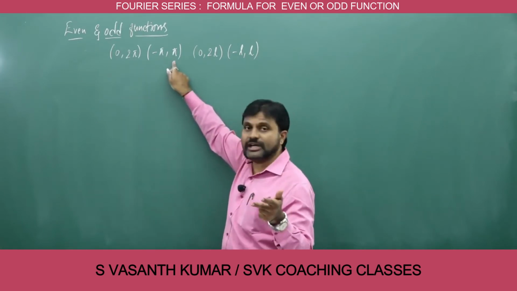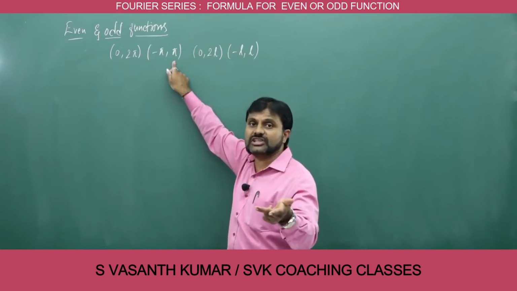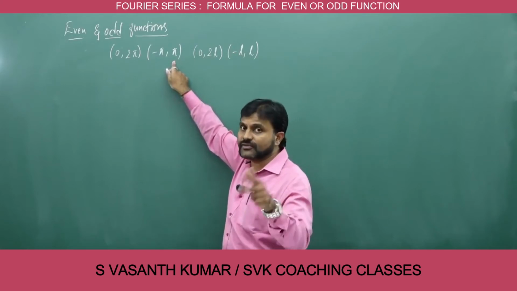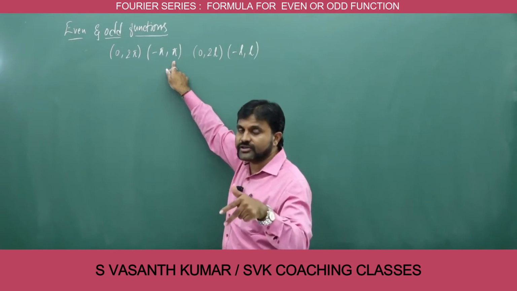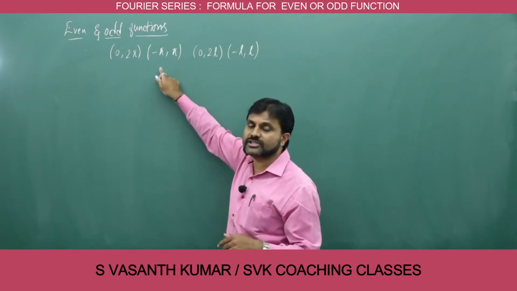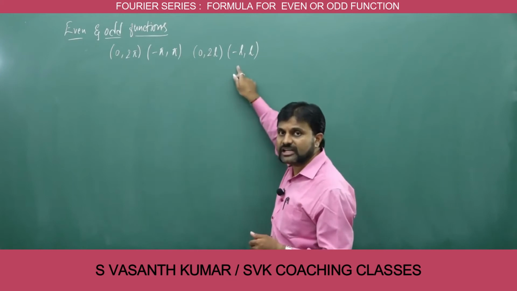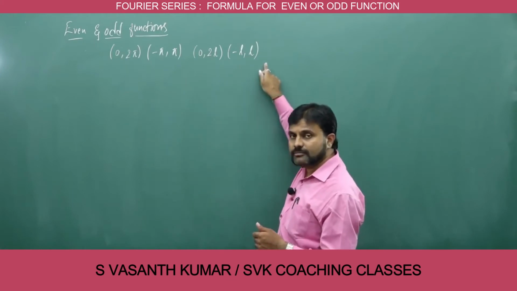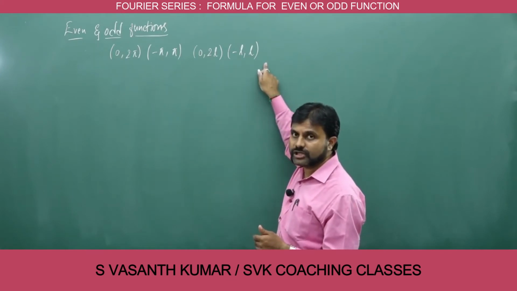If you have minus pi to pi, change x to minus x. If you get f of x, then it is called as even function. If you get minus f of x, it is called as odd function. Similarly, for 0 to 2l and minus l to l. Did you get the point here?